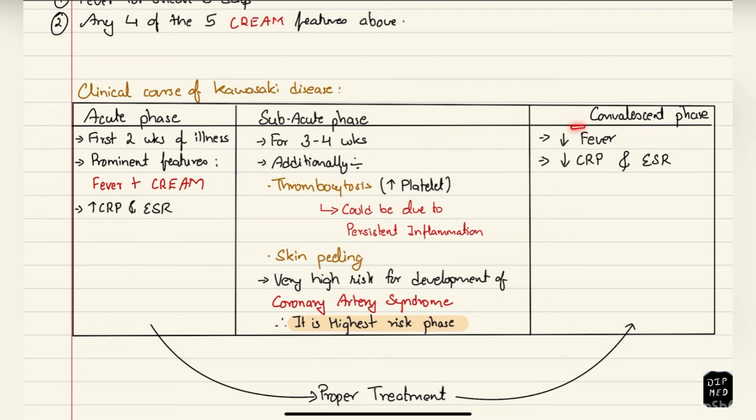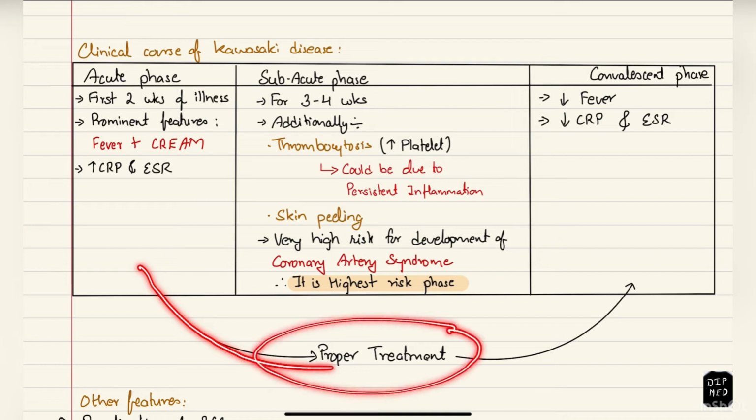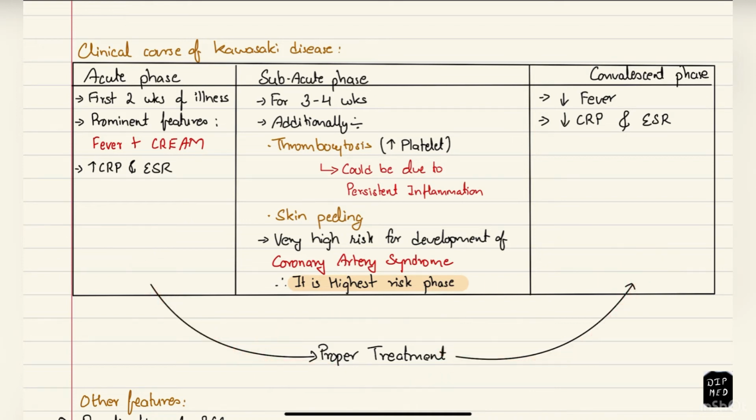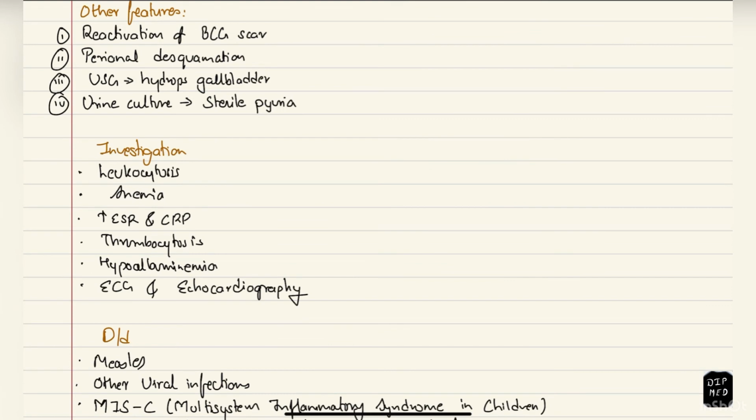Then it is followed by the convalescent phase, where the recovery starts, and it is characterized by decrease in fever and decrease in CRP and ESR. If the acute phase is properly treated, then we can directly achieve the convalescent phase. Other features of Kawasaki disease include reactivation of BCG scar, perianal desquamation, hydrops gallbladder on ultrasound, and sterile pyuria on urine culture.